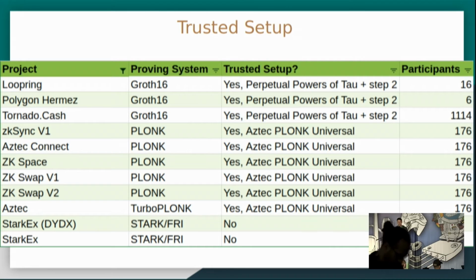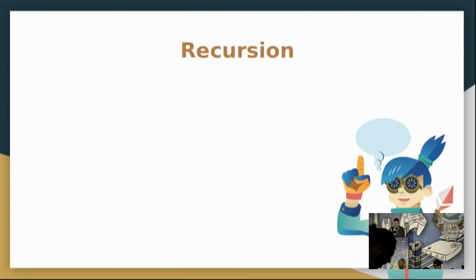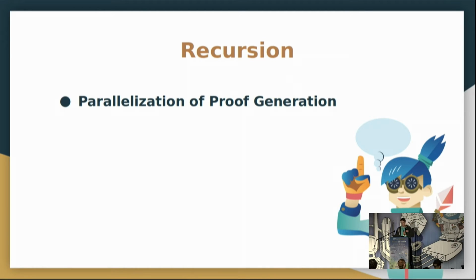Those did not have a trusted setup because they're Starks. Recursion. Another thing that people are trying to do when they build these different protocols is build in recursion. Recursion is basically the idea of taking a bunch of individual proofs and recursively proving them up into one. So why do you want to do that?